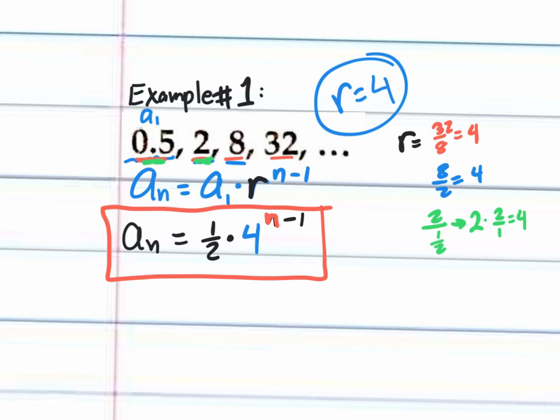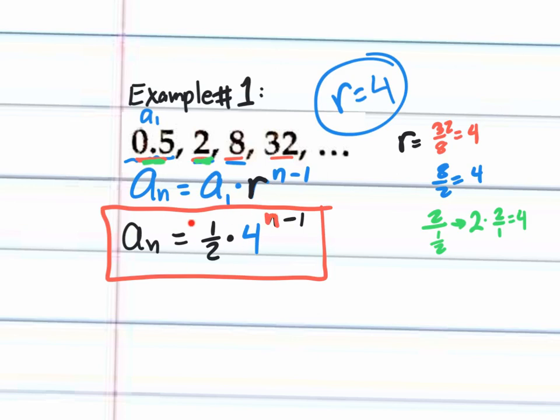If you happen to plug in, let's say, 3 right here, you should get the third number, a sub 3, which is 8. Plug in 3 right there, you get 3 minus 1, that's 2. What's 4 squared? That's 16. What's 1/2 times 16? That's 8. So it really does give you that a sub 3 number when we plug in 3.